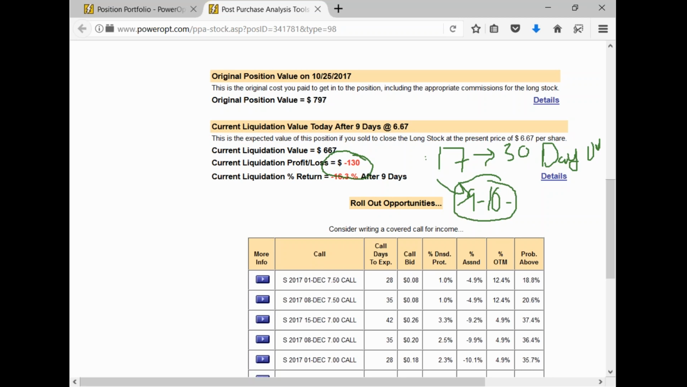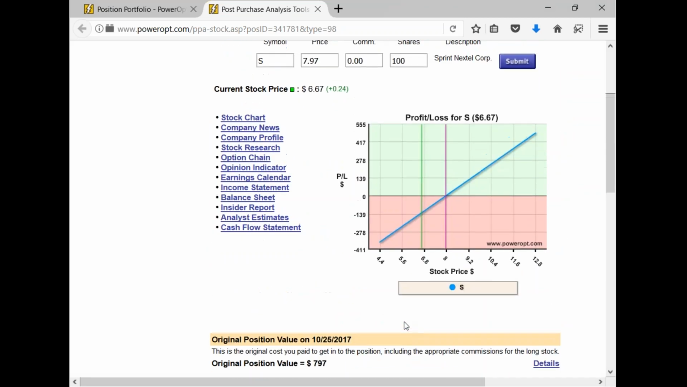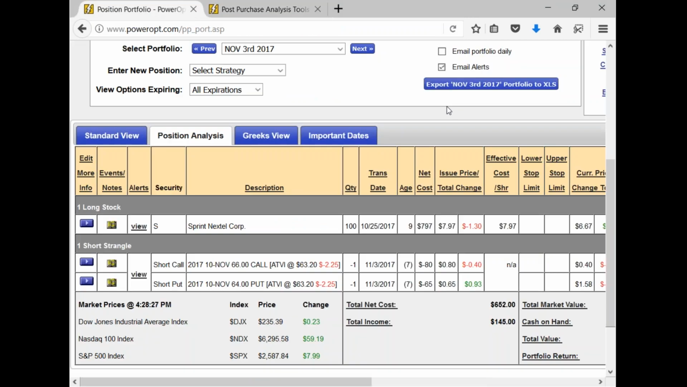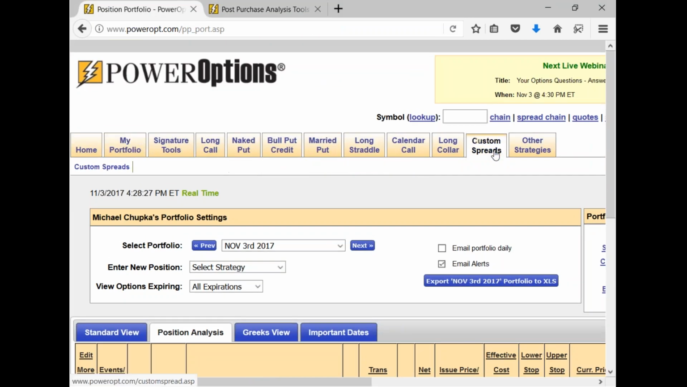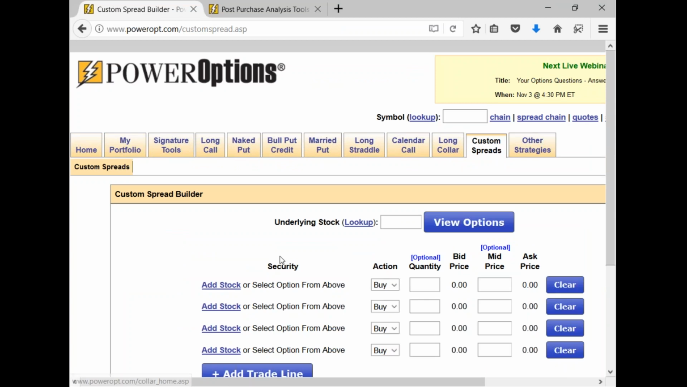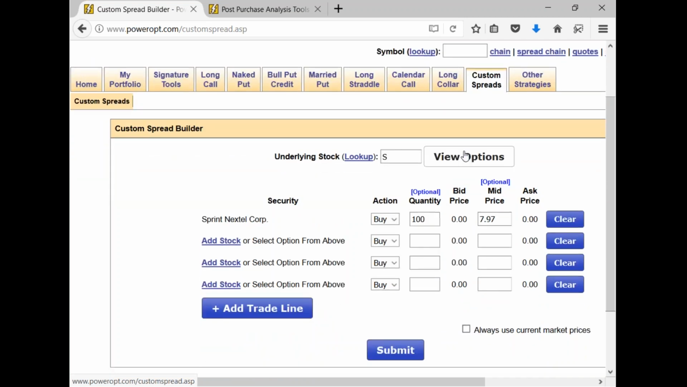Now, the question, the evaluation that comes in, what we want to look at here is we're going to want to repair this with puts, short and long combinations, as opposed to this position. Well, okay, let's take a look at it. That wasn't shown in our rollouts, so that means I'm going to the custom spread tool, and I'm going to go ahead and buy shares of S at $7.97. We know we're at a $1.30 loss.